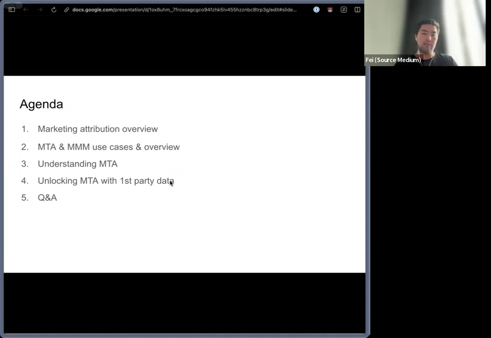And then we're going to dive into two of the most popular methodologies, multi-touch attribution, or MTA, and media mix modeling, or MMM. And most of what we're going to unpack is going to be around MTA. But if there's interest to dig into other methodologies, perhaps we can have future sessions around that.